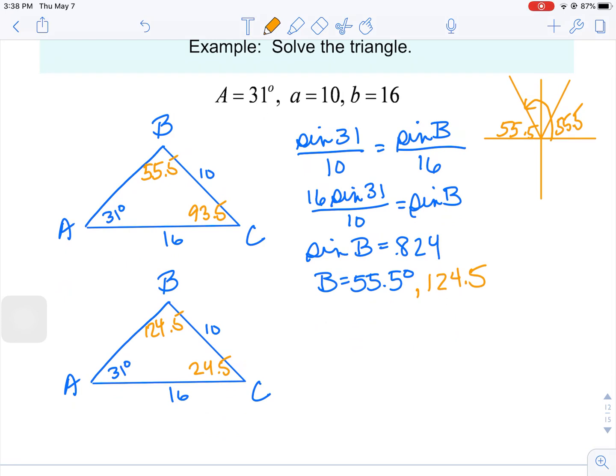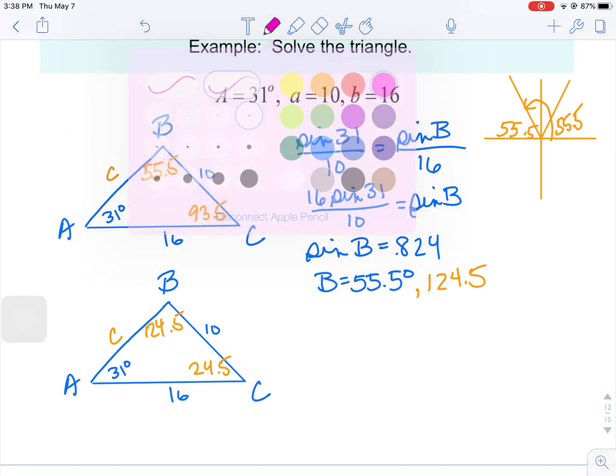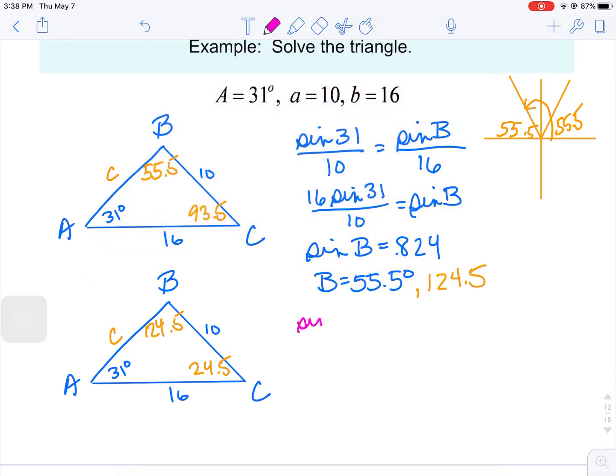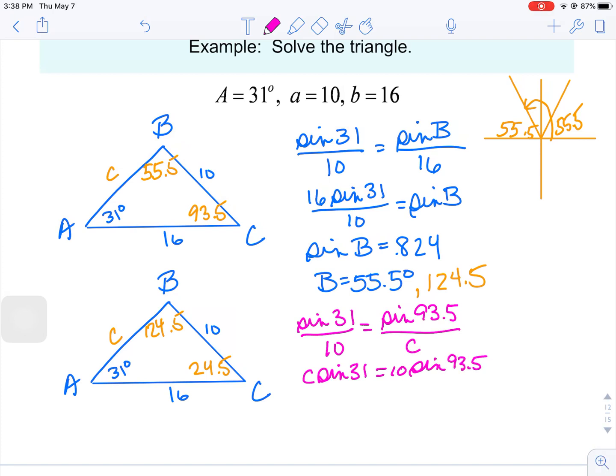Let's continue with this. I'd like to find each of these side C's. So I'm going to start with my top triangle. And we're going to go back to sine of 31 over 10. That's got to equal sine of 93.5 over C. So we'll cross multiply and divide both sides by sine of 31.